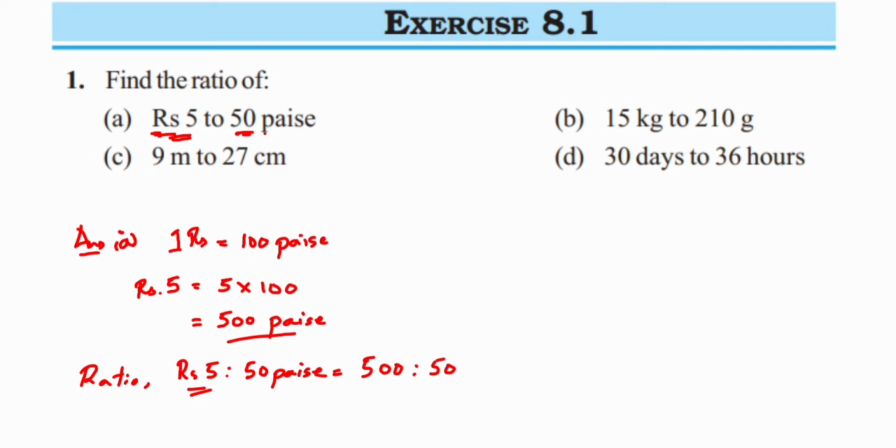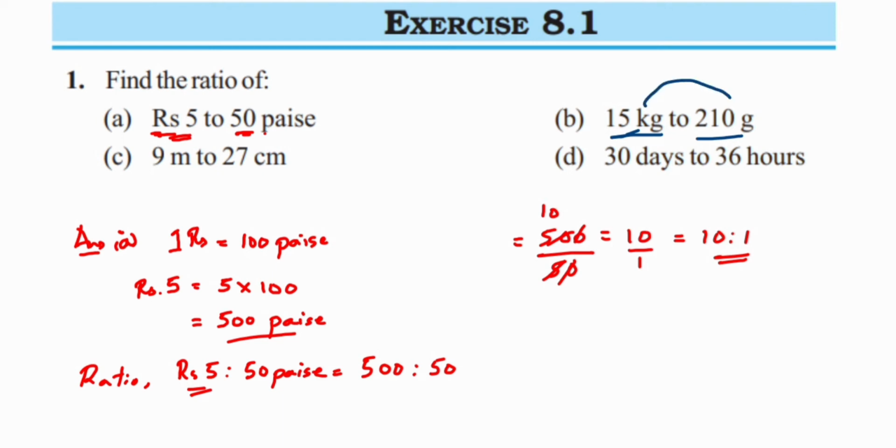Now we can reduce this further by cancellation. 500 upon 50, cancel them, and we get 10 upon 1, or we can write this as 10 is to 1. So the ratio for the first question is 10 is to 1. Let's go for the second one. In the second one we have 15 kg to 210 grams. Again I'm going to convert kg into grams, and then find the ratio.